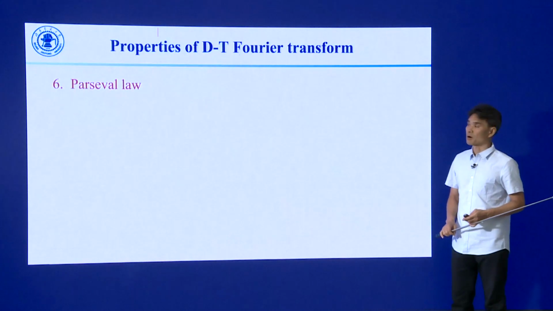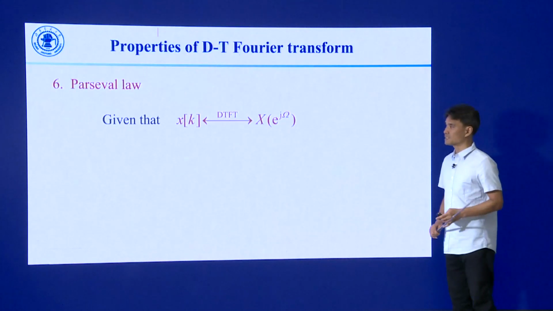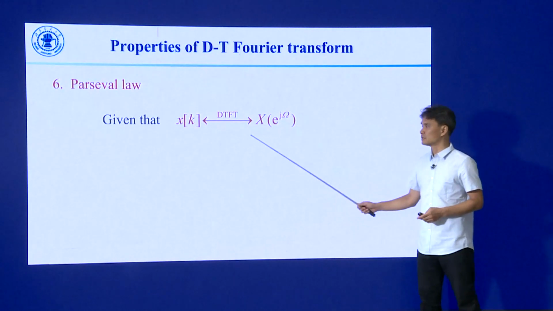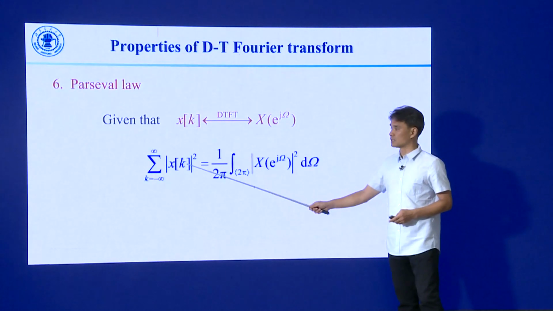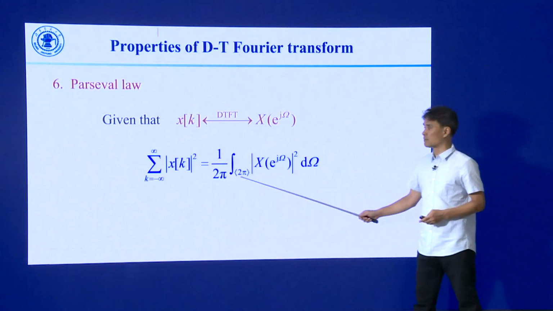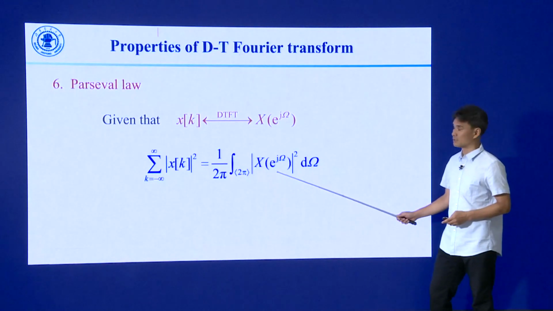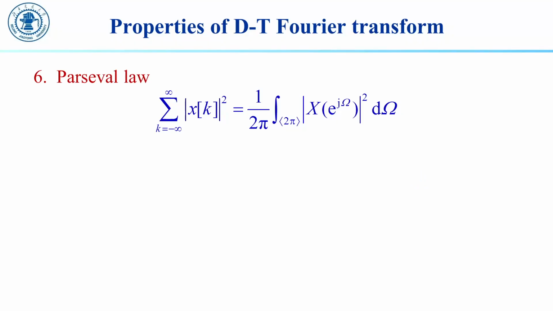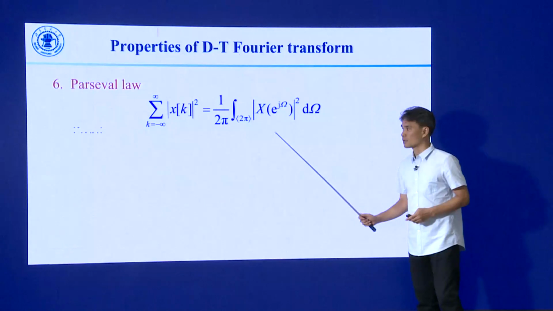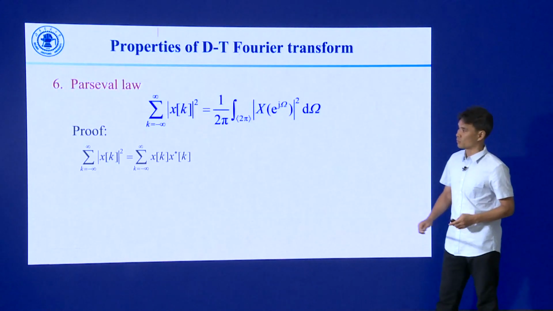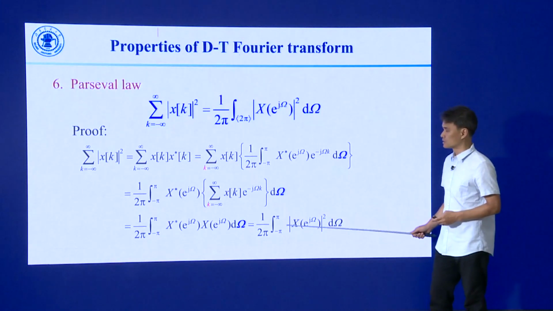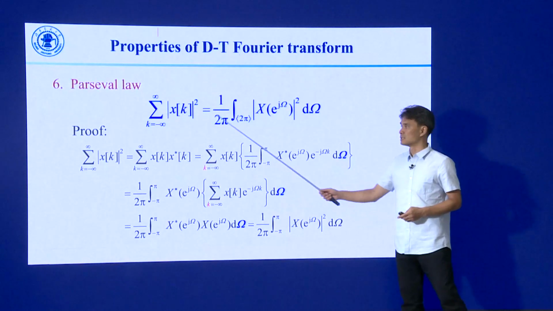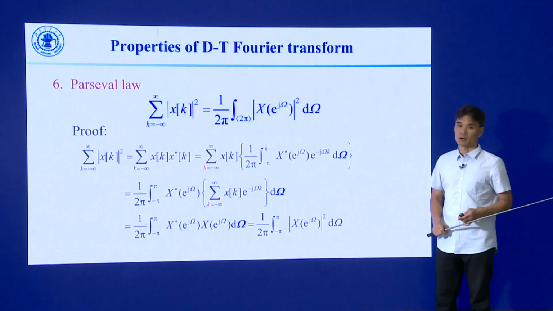The last one is Parseval's law. So basically, when we have a pair of DTFT, the calculation of the energy can be done in the time domain, or it can be done in the frequency domain, and the value has to be the same. And we can try to prove that these equations are equal. I'm not going through the details, but with these steps, you should be able to understand how to reach the final conclusion that is given in Parseval's law.